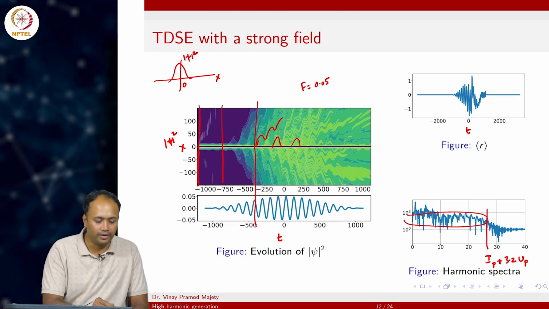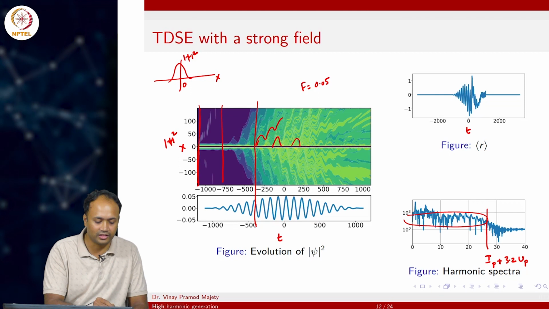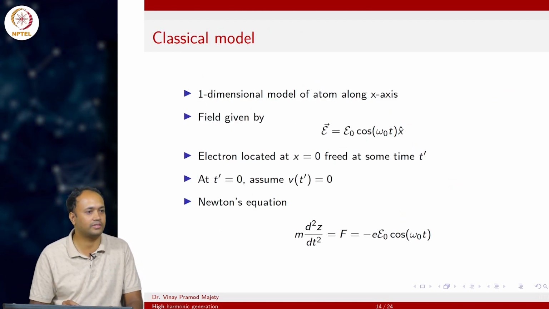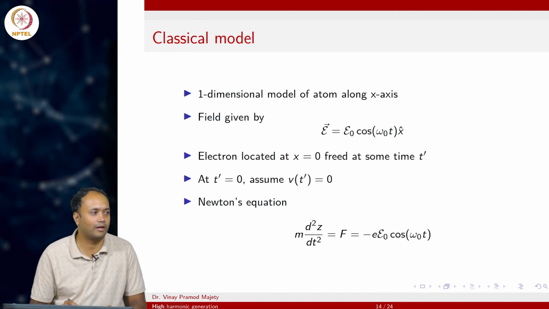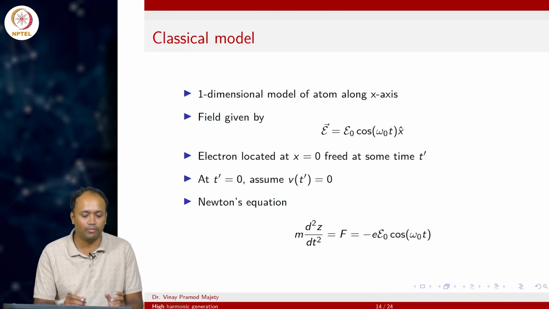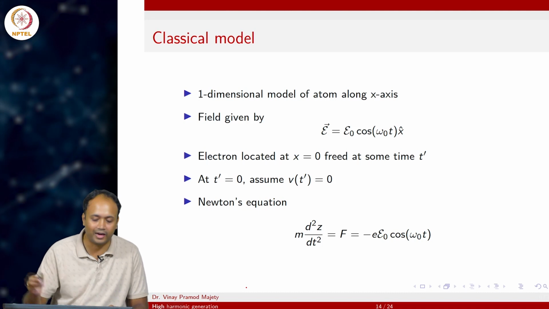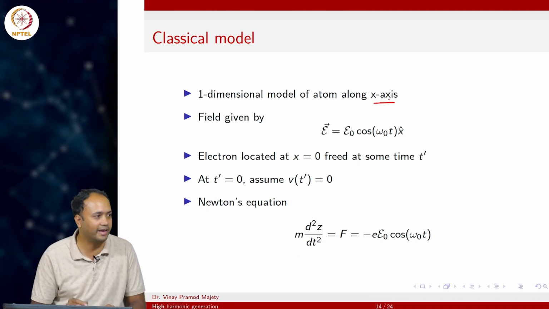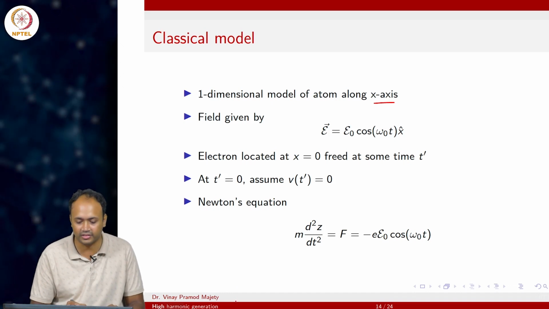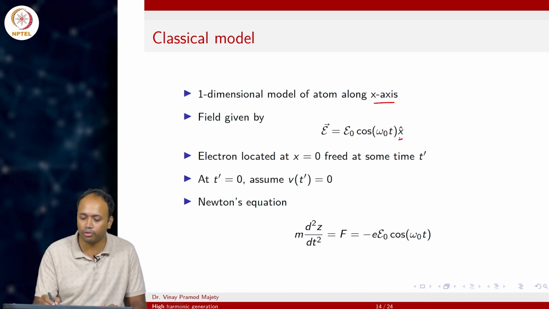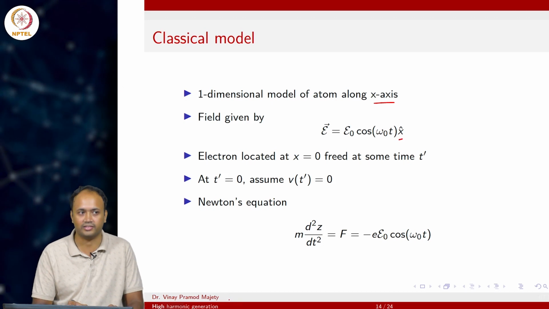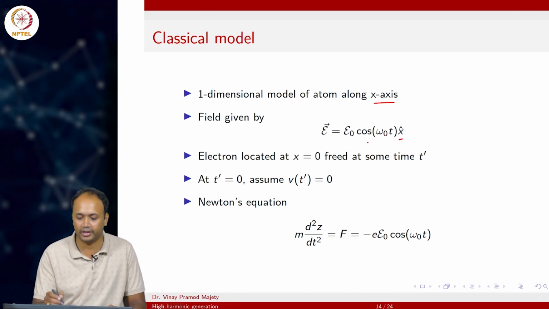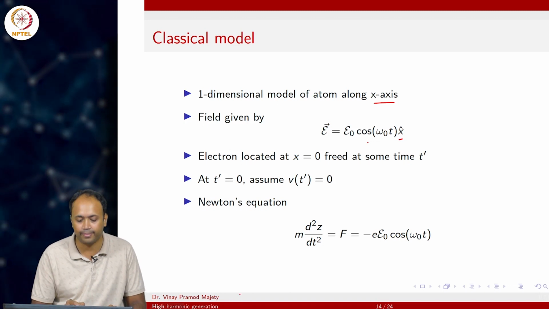Okay, so now we can discuss the classical model which can give you this high harmonic cutoff. The classical model is simple. Let us take a one dimensional model of atom, keep it simple. Let us say the electron can move along the x axis, and the field is also polarized along this x axis, and it oscillates at this driving frequency omega naught. So, E naught cos omega naught t.